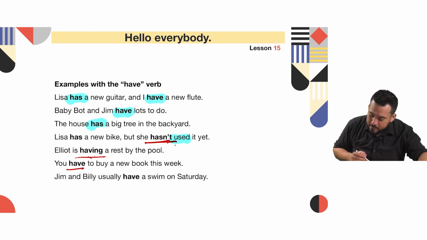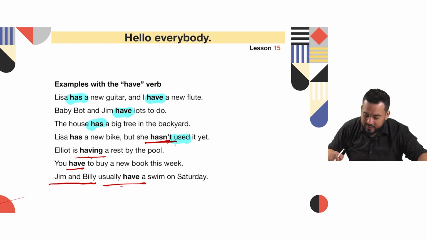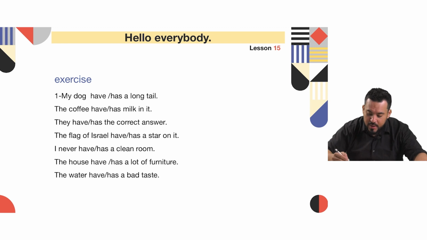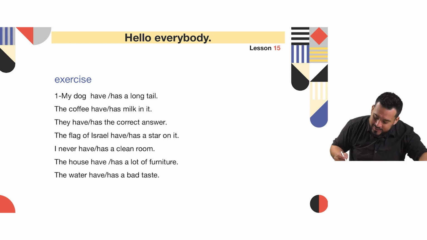You have to buy a new book. Jim and Billy usually have a swim on Saturday. Okay, now let's do an exercise together. My dog have or has a long tail. Which one? Of course, it's has, because dog is a single noun.